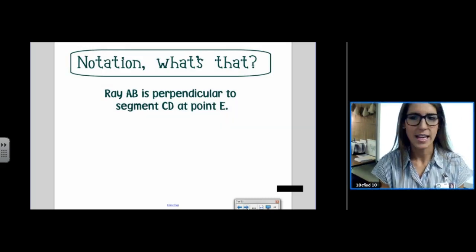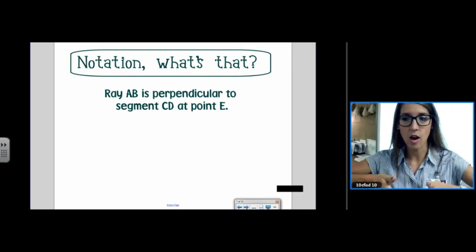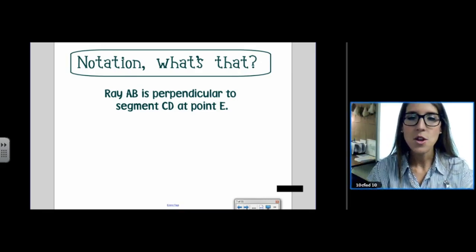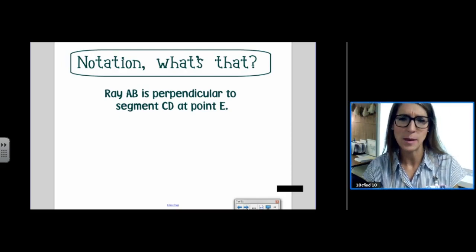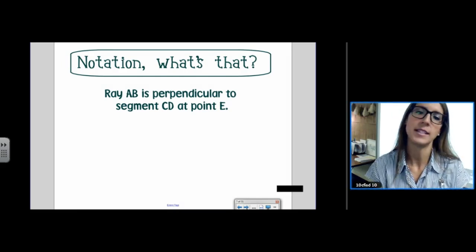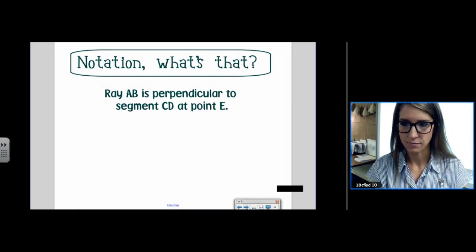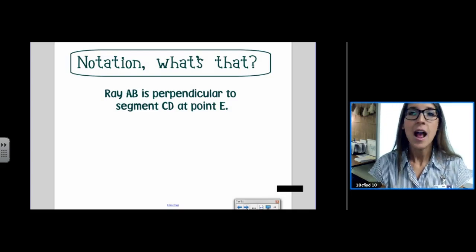Notation, what is that? There's a column on your notes and it says notation. See that column? Notation is, I define it as mathematicians being lazy. Look at this sentence right here. Ray AB is perpendicular to segment CED at point E. That's a lot of words. That's a lot of characters, a lot of letters.